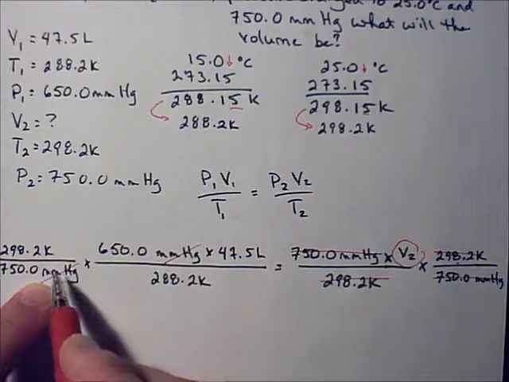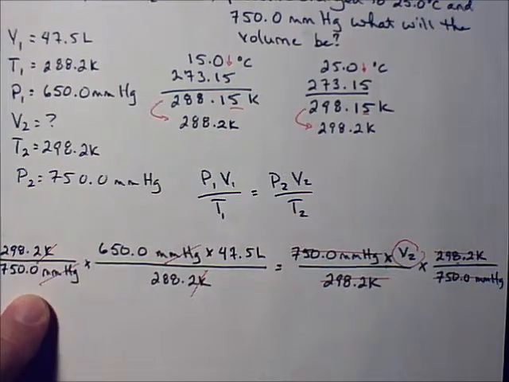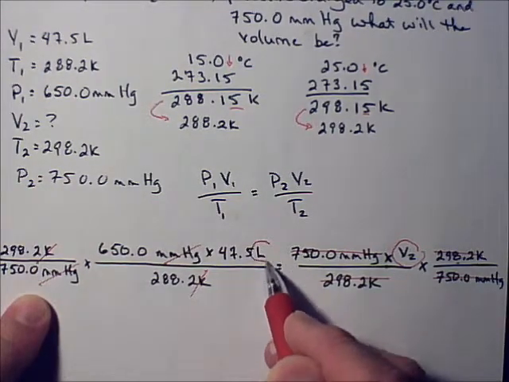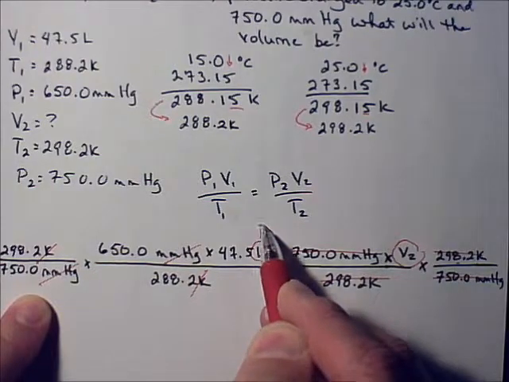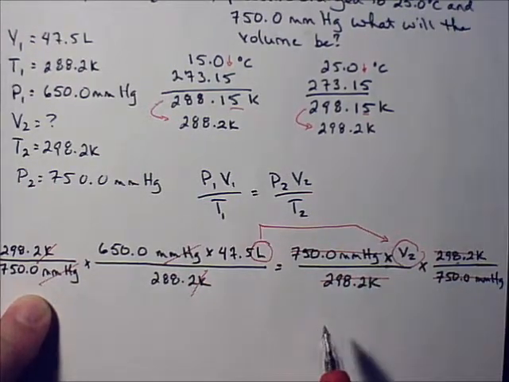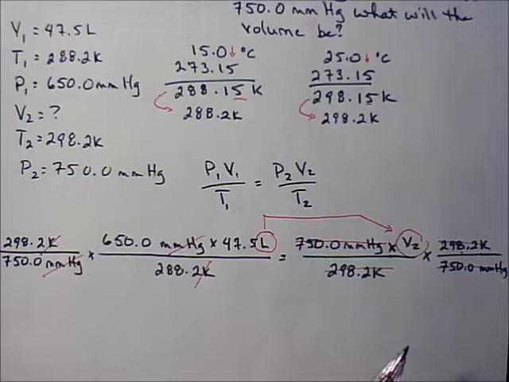Millimeters of mercury can cancel, and K can cancel. Okay? We have volume by itself, liters by itself, and liters measures volume, so we've probably set everything up right.